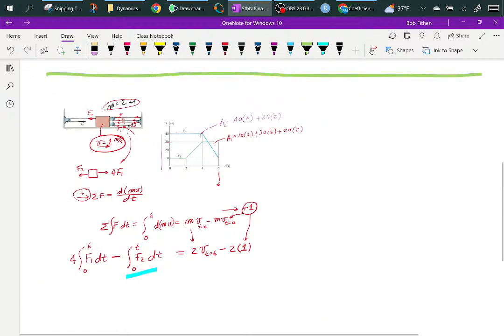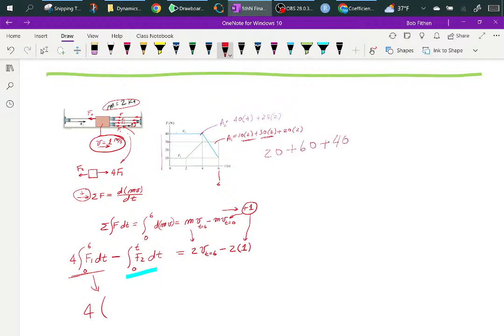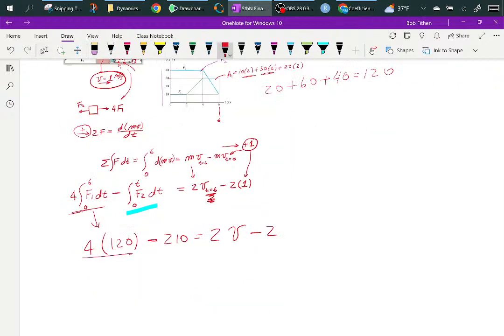Except one of them has to be multiplied times 4. So what you have is 4 times, what do you think that is? That's 20. Okay, 20 plus 60 plus 40, that's 120. So that'd be 120, and minus the area 2, that's 160 plus 50. Isn't that like 210? Minus 210 is equal to 2. The velocity, I'm just going to stop using this subscript. It's the only velocity here. Minus 2. Let's see, this becomes 240 minus 210. That becomes 30, doesn't it?